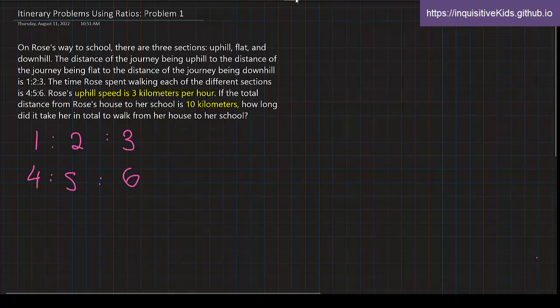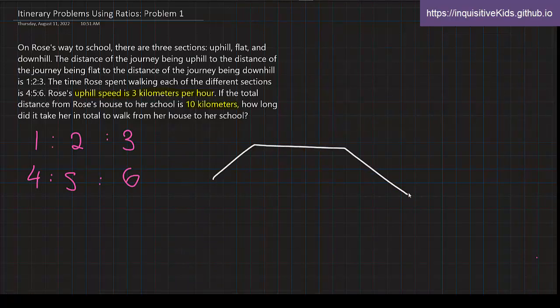Well, first, let's look at what this might look like. Which part of the journey do we have the most information about? That would be the uphill part, because we know it's part of the distance ratio, part of the time ratio, and its speed. So let's first find the total amount of time spent walking just the uphill section.